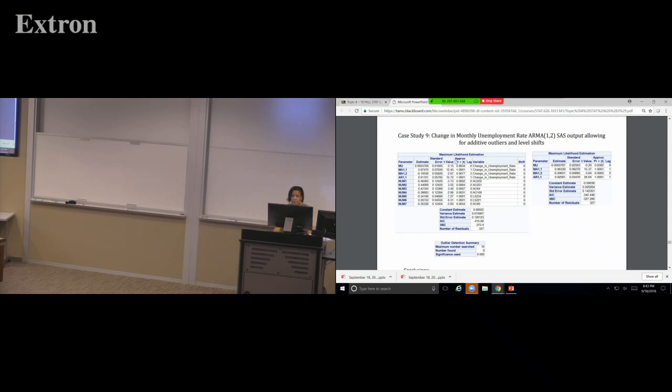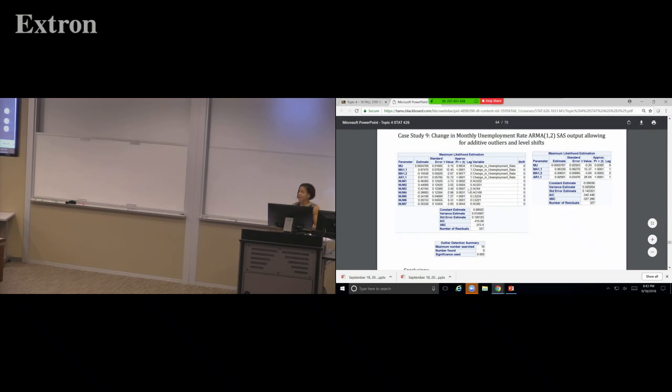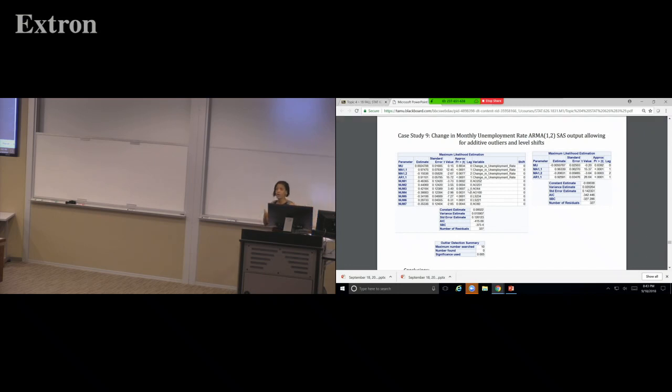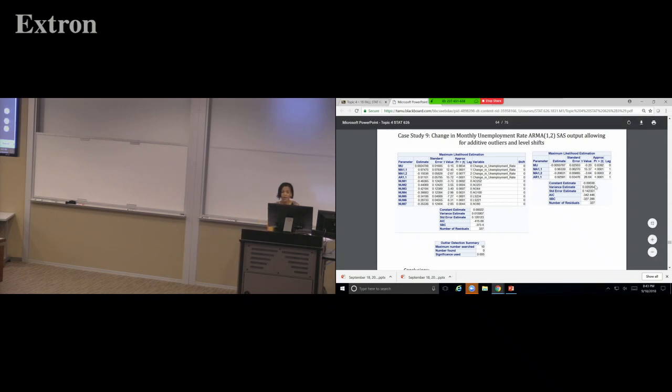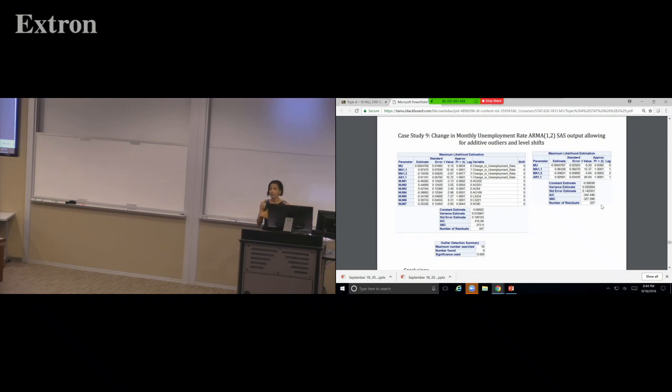So this looks good. So this is the output for the model that includes regressors for the additive outliers and level shifts. The right-hand tables are representative of the model when you did not account for outliers in the data, okay? And what you can see when you compare the two is that the AIC and the SBC both are lowest in the model that takes into account regressors for the additive outliers and level shifts. Okay. So that's the model I'd move forward with.